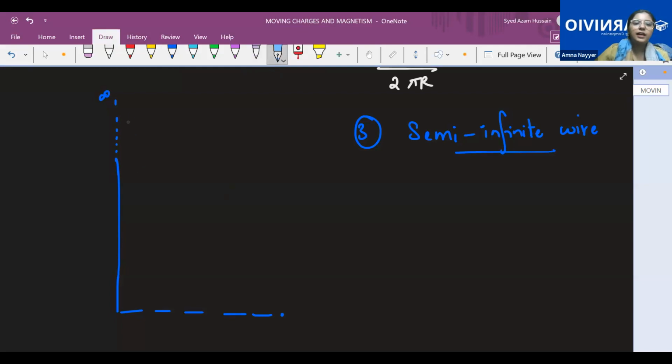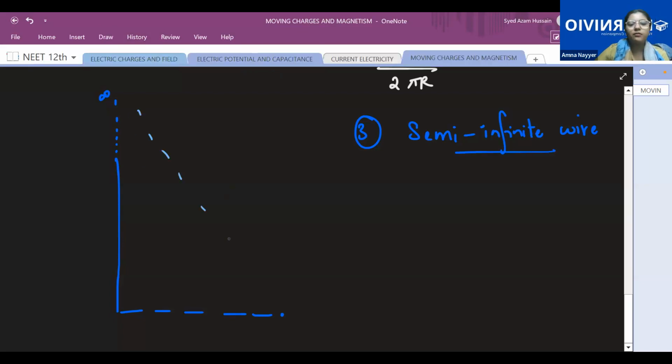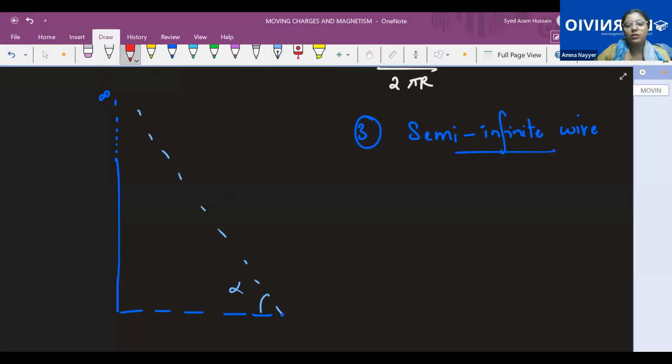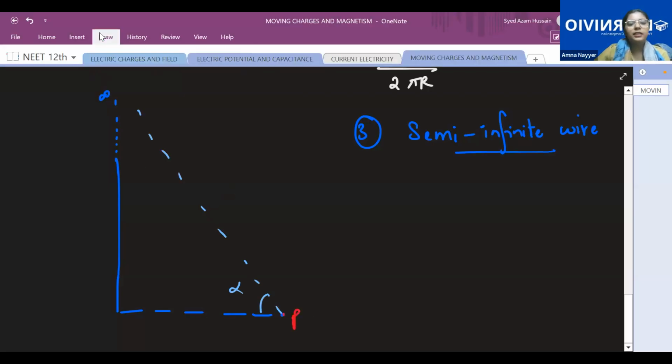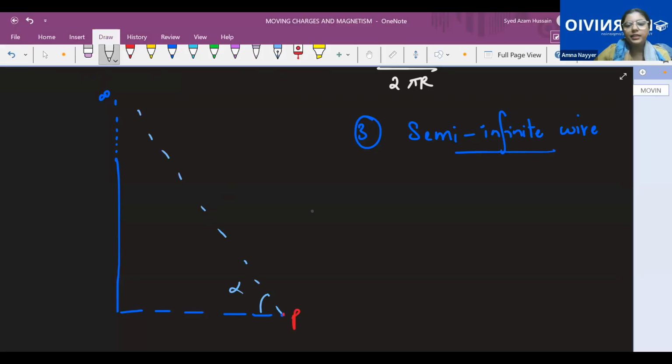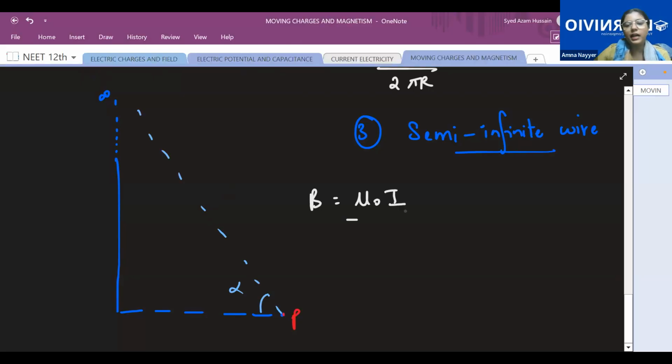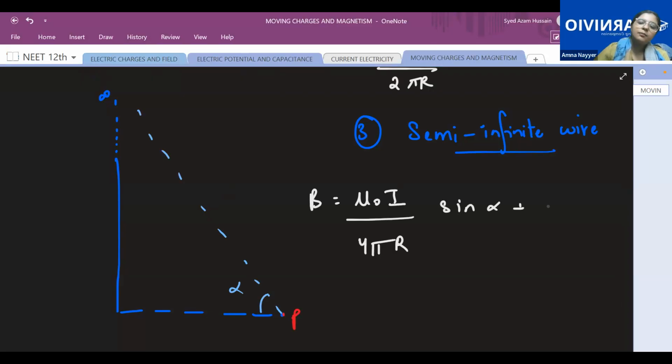Now here also you will have alpha. This point will be extending up to, this is alpha, and there would be beta also existing. And this is your point P where you have to calculate. Now see, here we are applying the same formula, B is equal to mu naught I divided by 4 pi r into sine alpha plus sine beta.